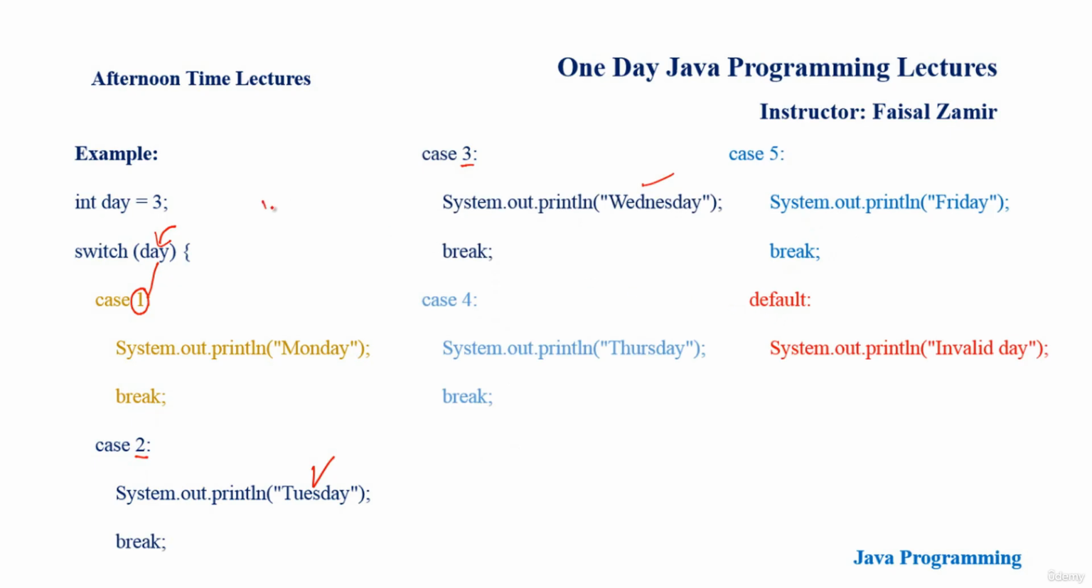For example, 1, 2, 3, 4, 5. If the user provides any number from this range, the matching code will display. For example, if the user enters 6, there is no case I created for the 6 value. In that situation, invalid day will display to the user, because you provided another number that is not matching with any case.